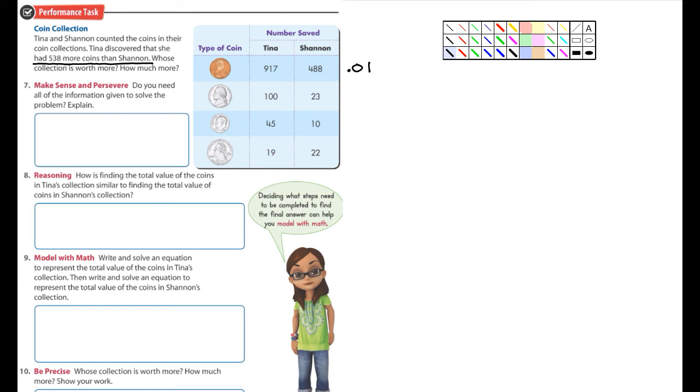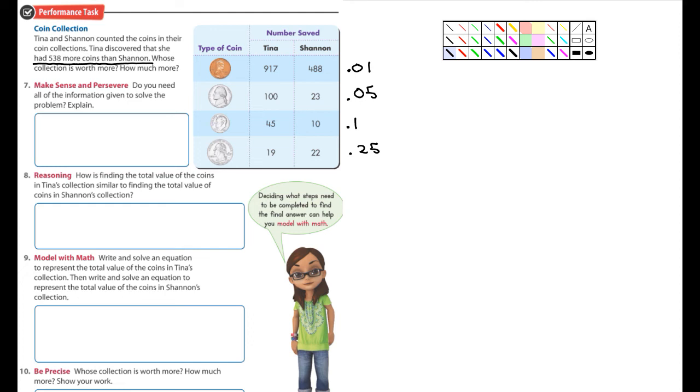And what's a dime? Well, a dime is 10 times more than a penny. 10 pennies is a dime. So it would be 0.1. That's the value of a dime. And what would a nickel be? A nickel would be 0.05, half of a dime. And a quarter would be 0.25.